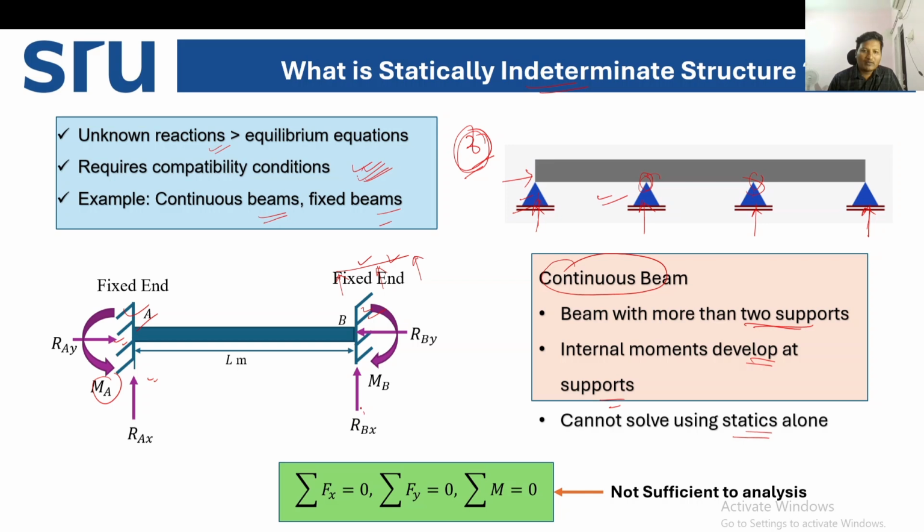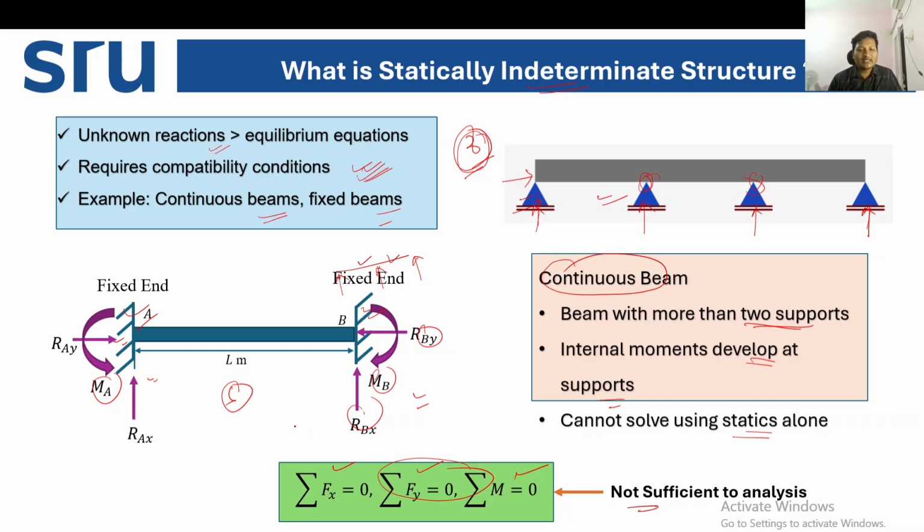Similarly here, one vertical reaction, one horizontal reaction, one movement. We have six unknowns. So how many equilibrium conditions? Summation of Fx is equal to 0, summation of Fy is equal to 0, summation of moment is equal to 0. So that's why these three equilibrium conditions are not sufficient to analyze this particular structure.